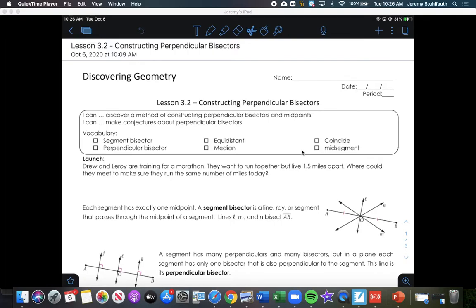So what we're going to look at in this video is how to construct what is known as a perpendicular bisector to a line segment. First, I want you to go ahead and look at the launch activity, try to see if you can come up with an answer, and then we'll go over it. So take a second to pause the video and look at the launch.